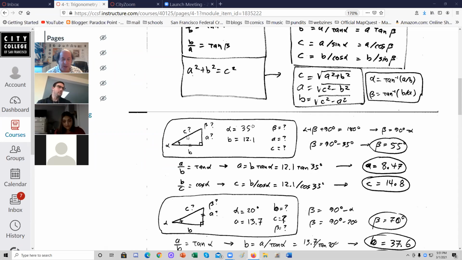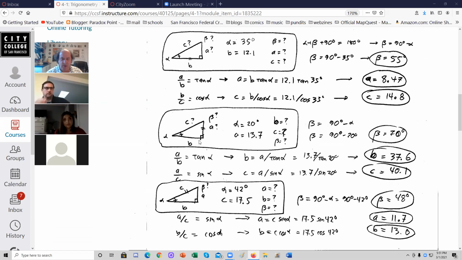Now there's C. Well, B over C, we know B, we know alpha. B over C is cosine alpha. So if you transpose the C and transpose the cosine alpha, C equals B divided by cosine alpha. That's 12.1 over cosine 35, and therefore C is 14.8.